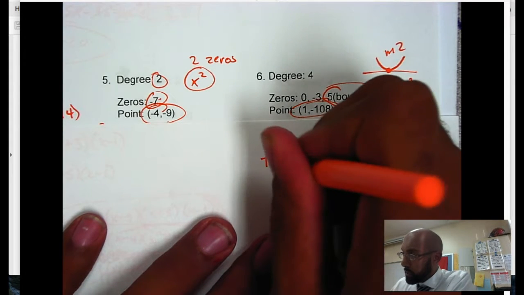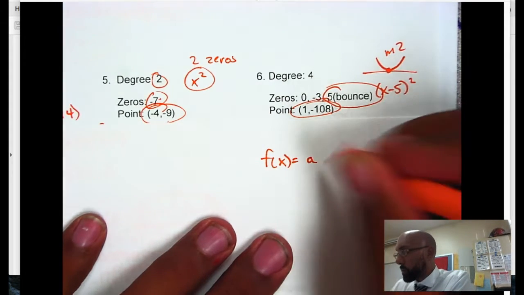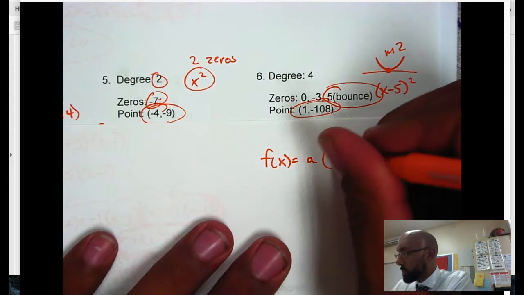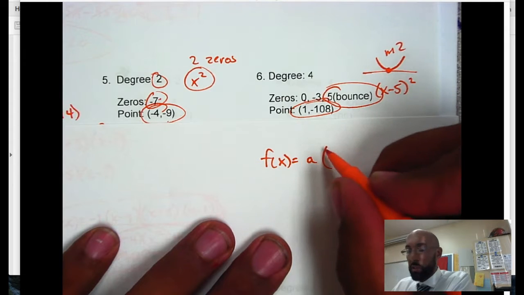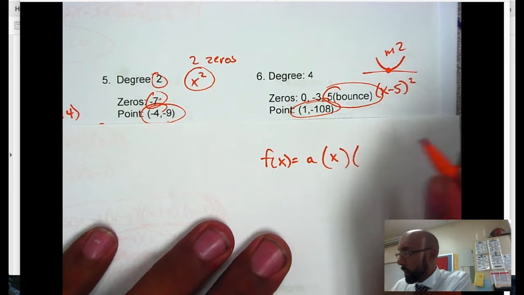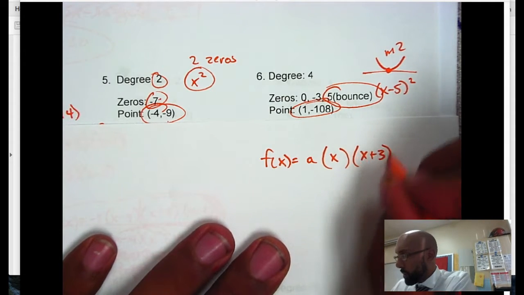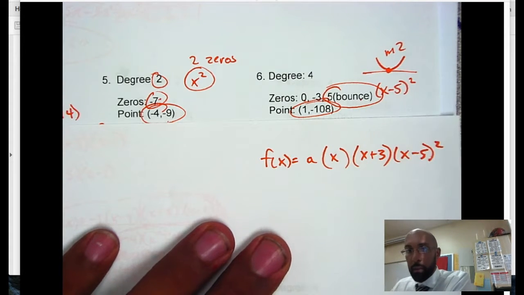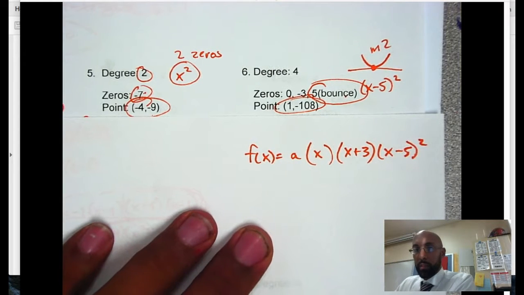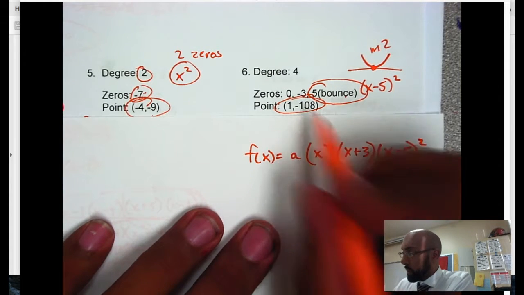So we'll do f of x is equal to a, because we don't know what the leading coefficient is. Then we'll have 0 is the first one, so if it's just 0, it's just x. Okay, then x plus 3. And then x minus 5, but squared because there's a bounce off of 5. So it has a multiplicity of 2 there. Okay, so now we're going to plug in that point.